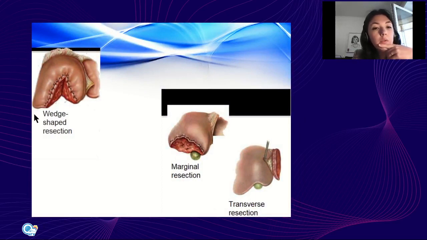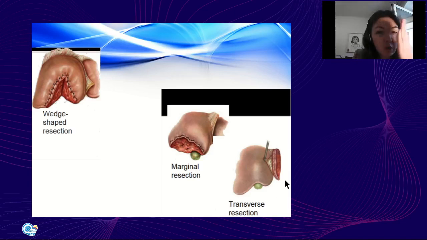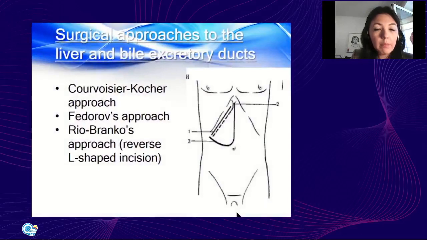So here you can see wedge-shaped resection of the liver and marginal resection and transverse resection here. Yes, here we can see transverse resection of the liver when we cut the liver transversely. Okay, so which surgical approaches are used to the liver and bile excretory ducts?